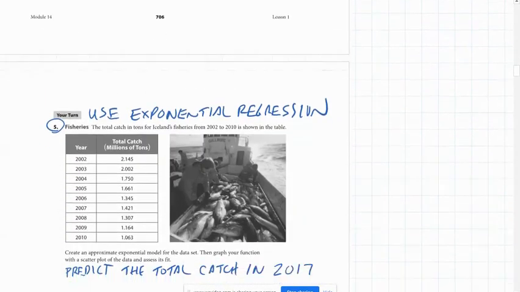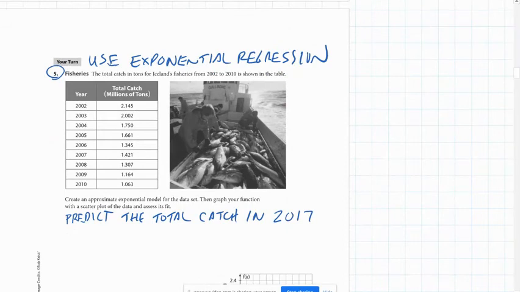Okay, if you go into page 707, this one, for the years for x, let's just use the ones digit. So this would be x equals 2, 3, 4, 5, 6, 7, 8, 9, and 10. And go ahead and create your regression equation. And then after you have the regression equation, use it to predict what will the total catch be in the year 2017. So pause your video, work that out, and then press play when you're ready to check your solution.